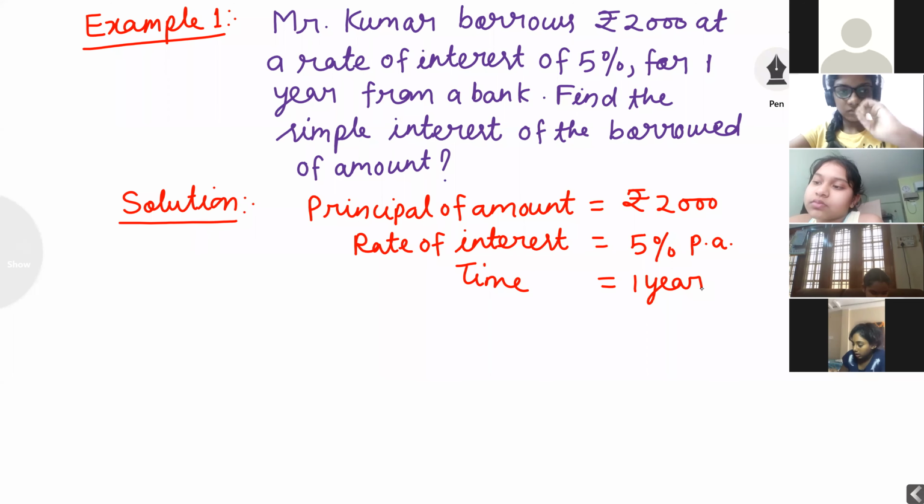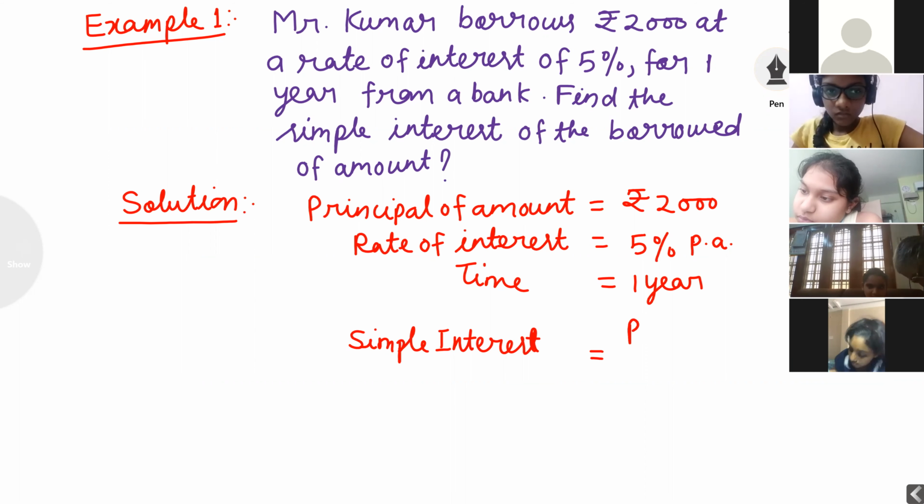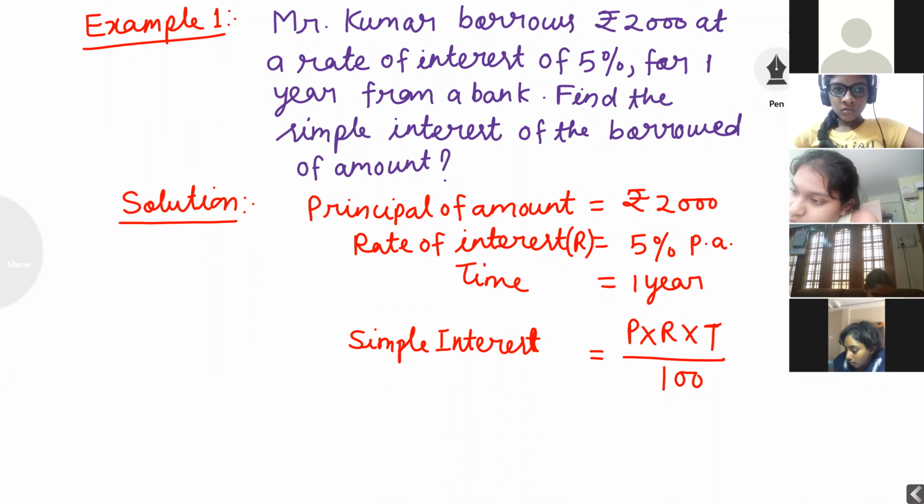I want to apply the formula. Simple interest SI is equal to principal into rate into time divided by 100. This is principal, this is rate, this is time.